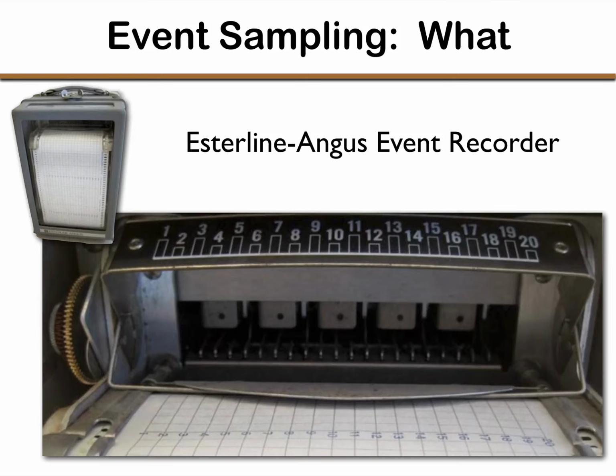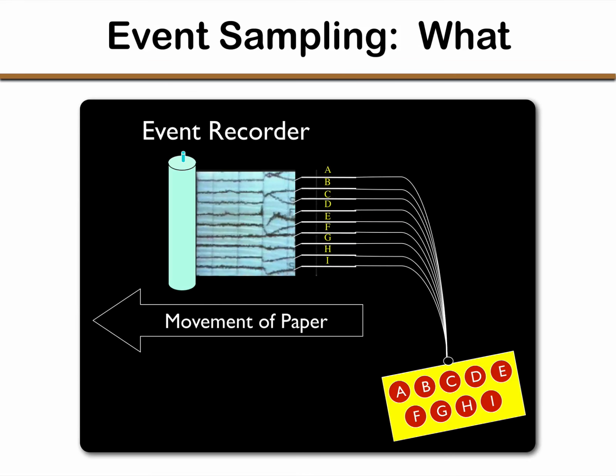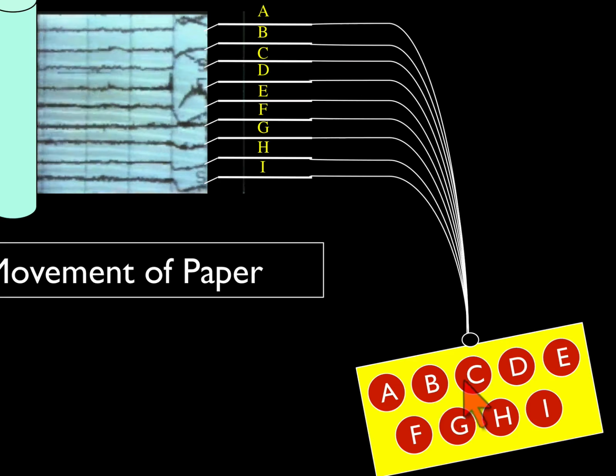Okay, let's move on to event sampling. Now, the Esterline Angus event recorder is what used to be used for this procedure, but now we have computerized devices instead. But they basically follow the same kind of a pattern that the Esterline Angus did. And so here's how it worked. I mean, there's different pens in this event recorder, and this piece of paper moves in a path like this. It's really the same as a polygraph, except you're not recording physiological data. And then the person has a keypad, and each letter is coded with a different behavior.